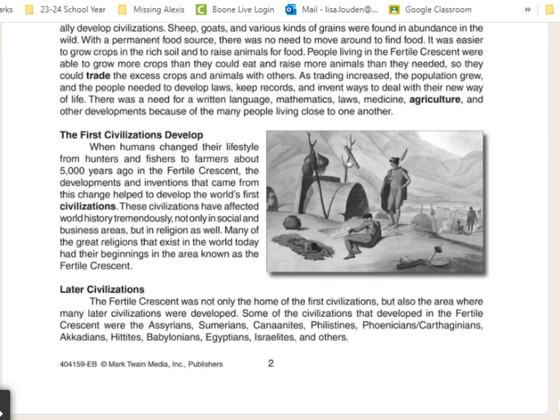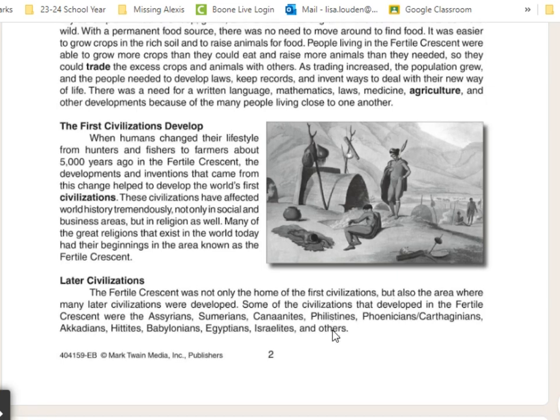Later civilizations. The Fertile Crescent was not only the home of the first civilizations, but also the area where many later civilizations were developed. Some of the civilizations that developed in the Fertile Crescent were the Assyrians, Sumerians, Canaanites, Philistines, Phoenicians, Carthaginians, Akkadians, Hittites, Babylonians, Egyptians, Israelites, and others.